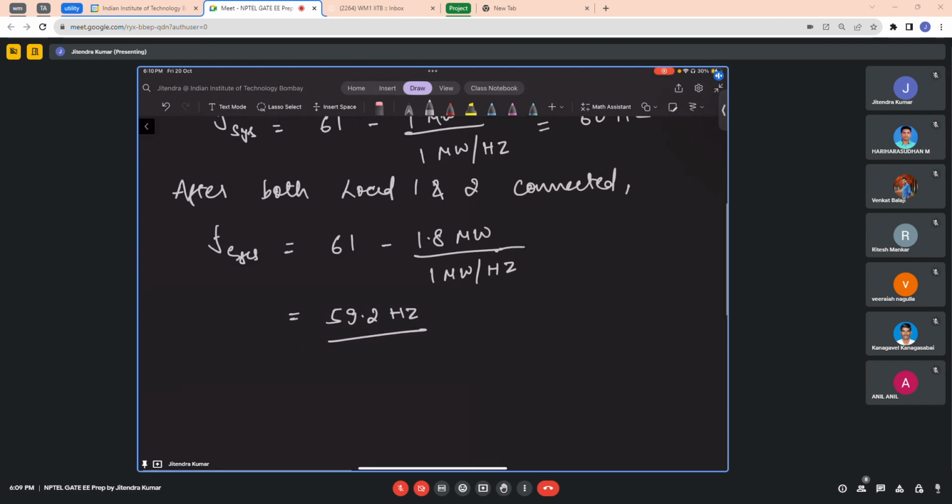Now I want to operate the system frequency at 60 hertz. What corrective action should I take? I want the system frequency after both loads are connected to be 60 hertz. You are free to do anything. What action would you take?